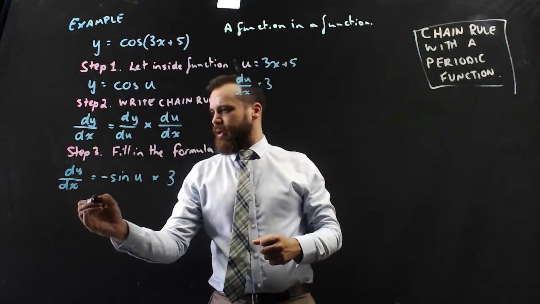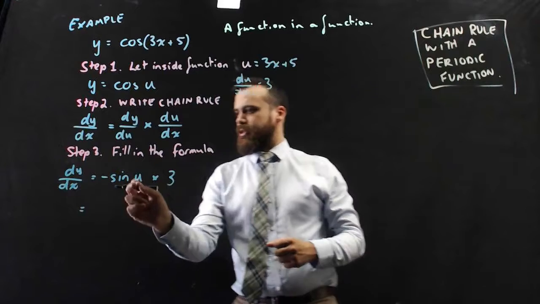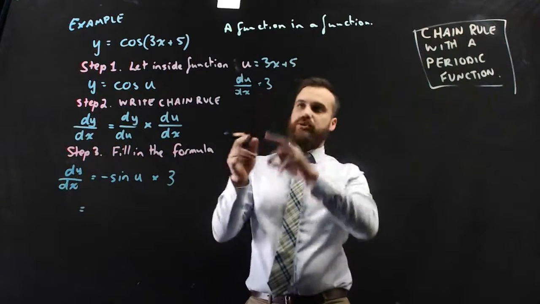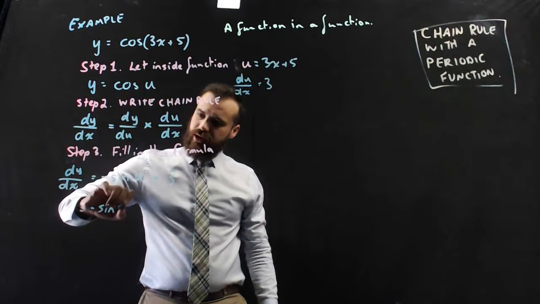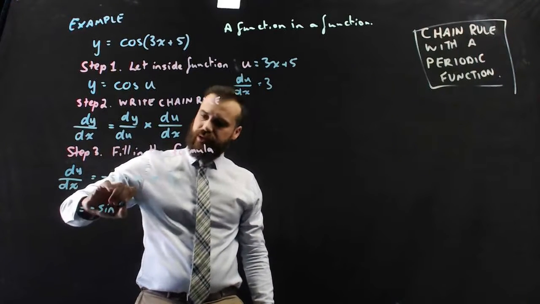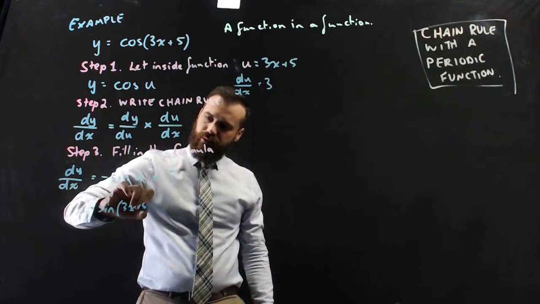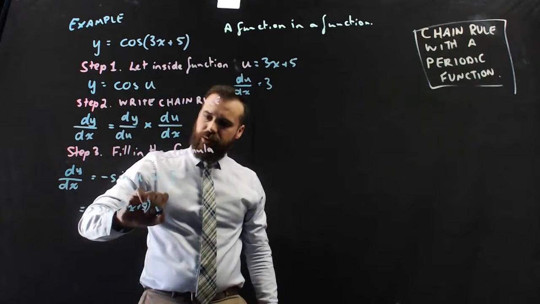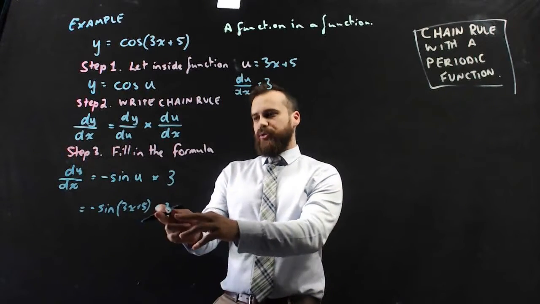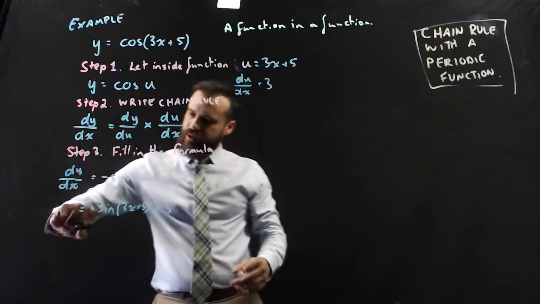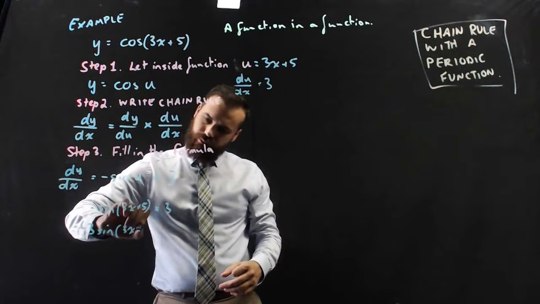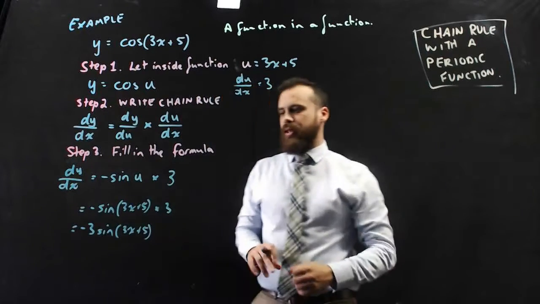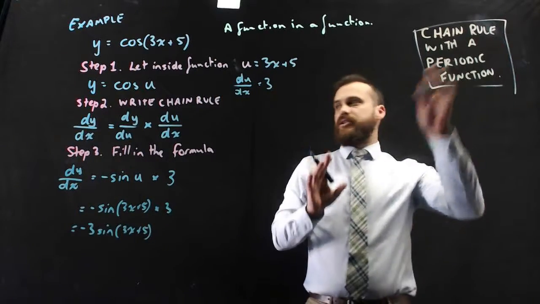Alright, and then the last step here is to get rid of our u, or substitute back in what our u originally was. So it's negative sine, the u is 3x plus 5, and then there's a multiply by 3, but that multiplied by 3 is multiplying the whole lot by 3. And there we have it. Alright, there's our chain rule.